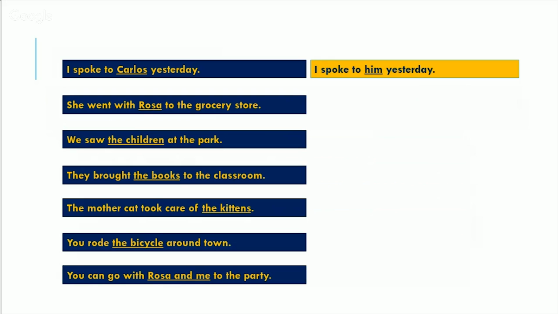And then I want everybody working on number 2. Everybody's working on number 2 now. Good. I have a third answer there. Thank you, Anna. Thank you, Rafael. Let's work on number 2. She went with Rosa to the grocery store.